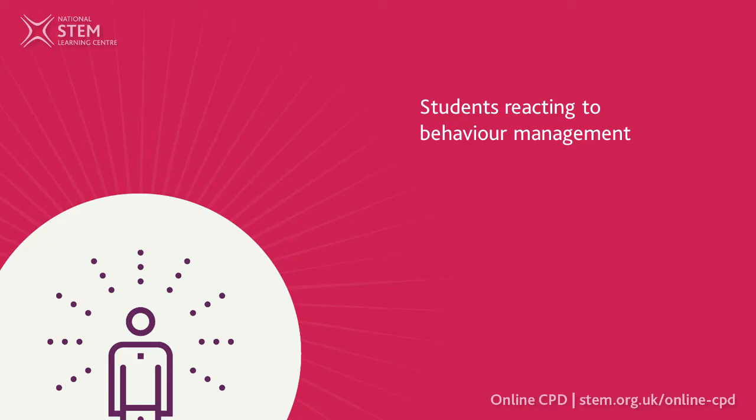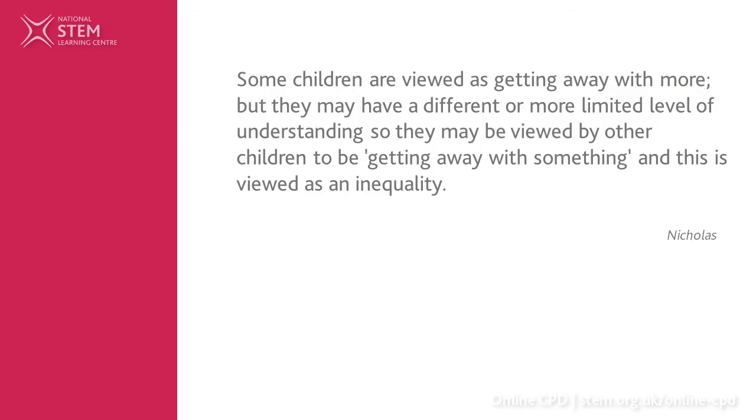Okay, we're moving on swiftly to the next question, which was around students reacting to behaviour management approaches and seeing a level of unfairness around it. So there's a question from Nicholas. As someone has already said, some children are viewed as getting away with more, but they may have a different or more limited level of understanding. They have to be viewed by other children, and they seem to be getting away with something, which causes that unfairness because they see inequality within the classroom.